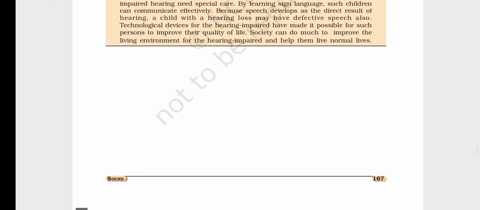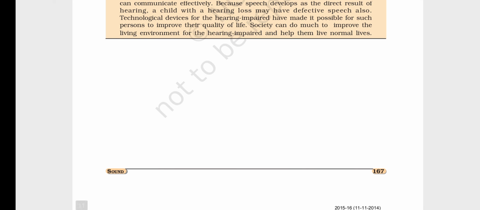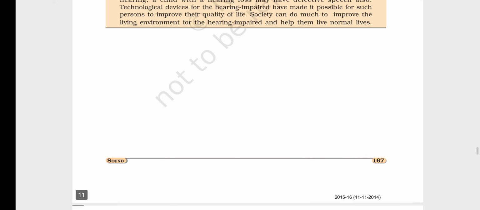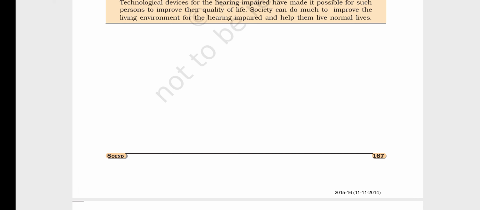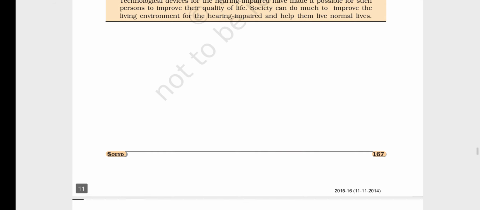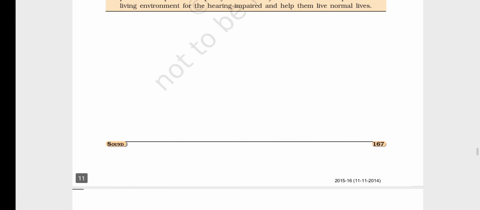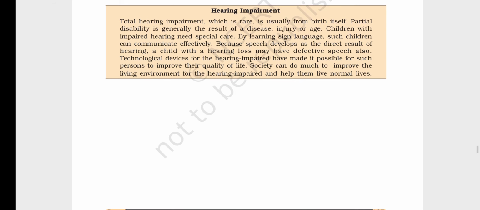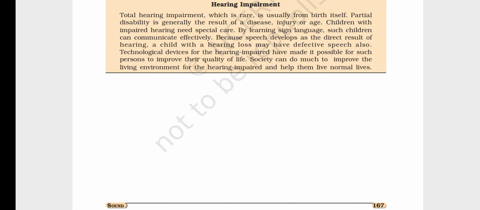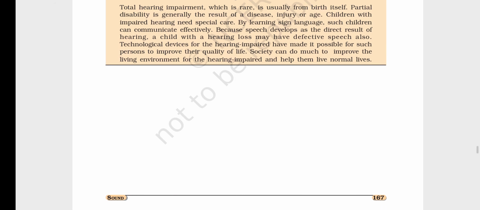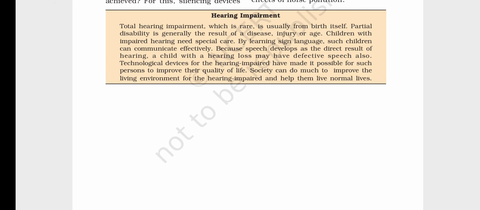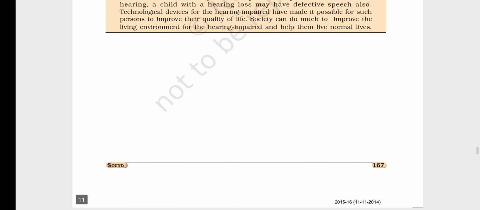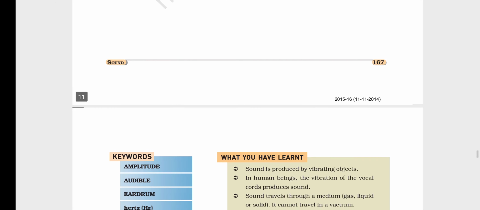Technological devices for the hearing impaired have made it possible for such persons to improve their quality of life. Society can do much to improve the living environment for the hearing impaired and help them live a normal life. Hearing devices are being used for hearing impaired children or adults. So here we end this chapter.